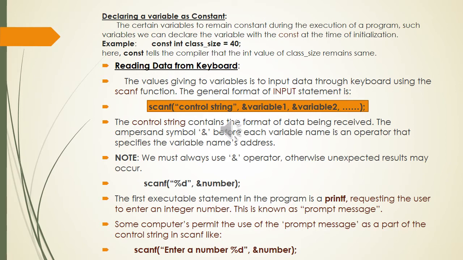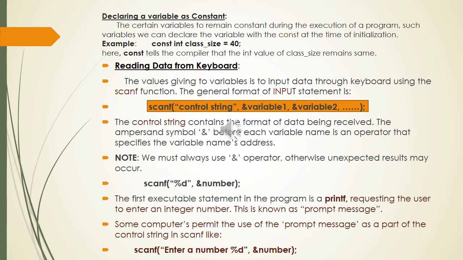Next is reading data from the keyboard. To give values to a variable, we can input data through the keyboard using the scanf function. The general form of scanf is: scanf("control string", &variable1, &variable2, ..., &variablen); The control string contains the format of the data being received. The ampersand before each variable name is an operator that specifies the variable's address.